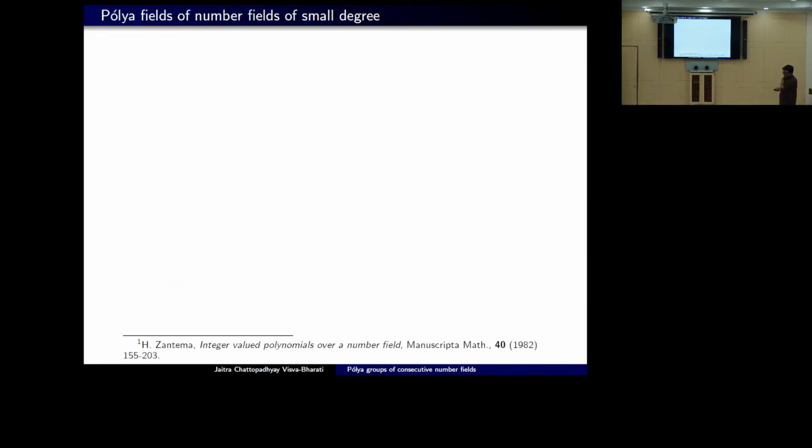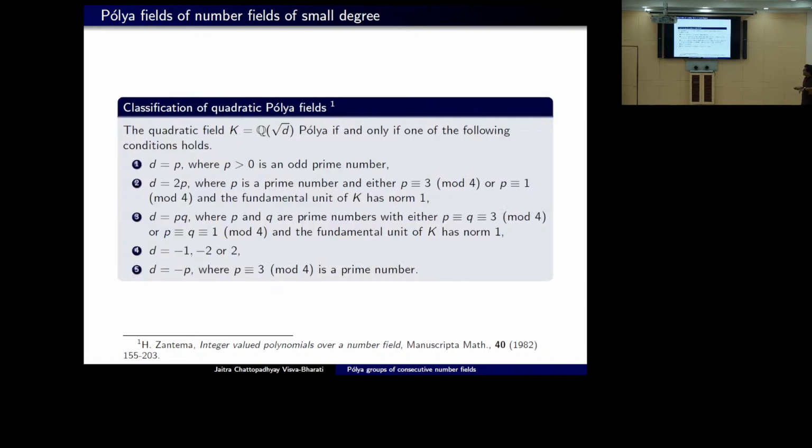Then this brings us to the next level, that what are the number fields that are Polya but of small degree, means degree 2, 3, 4, 5, etc. So in 1982, Zantema classified all quadratic Polya fields in this way. So he proved that Q(root D) is a Polya field if D falls into only these 5 categories.